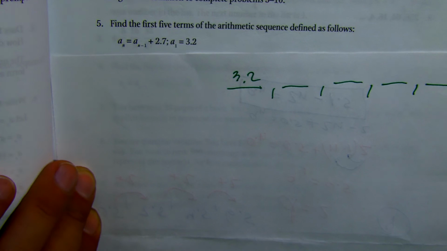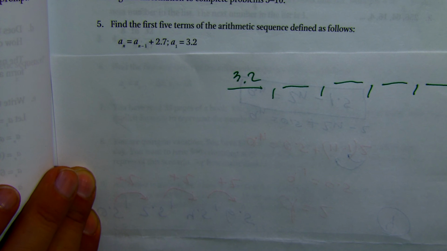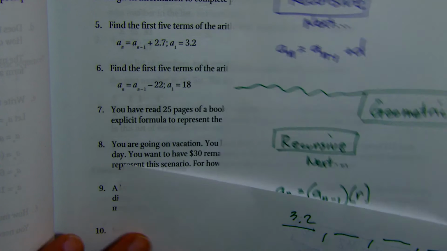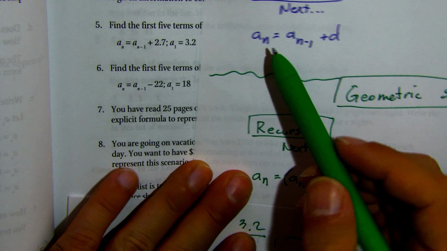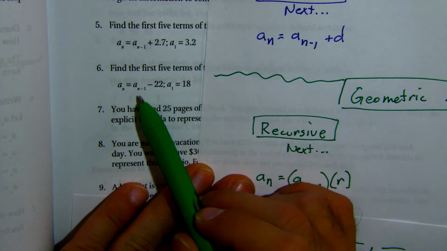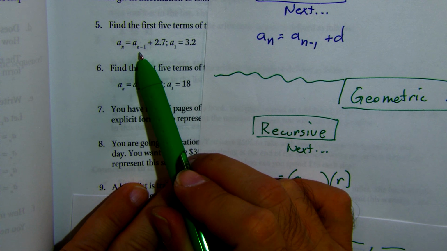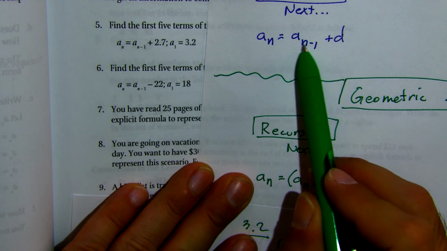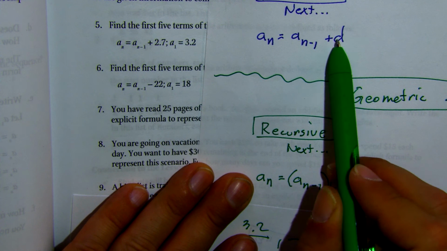If we recall, what kind of formula are they giving us? They're giving us a recursive formula. And I recognize it here because for number 5, a sub n minus 1 plus 2.7. a n minus 1 plus d. So 2.7 must be my d value.